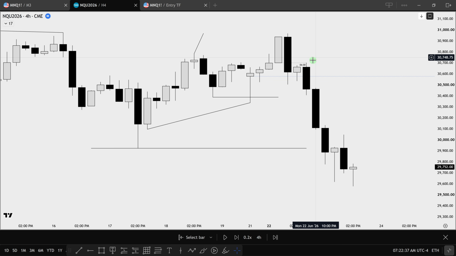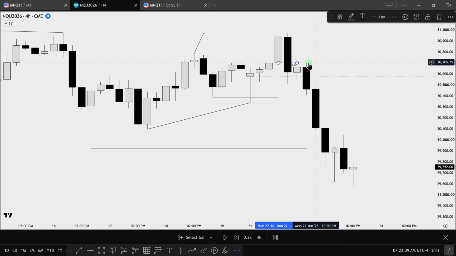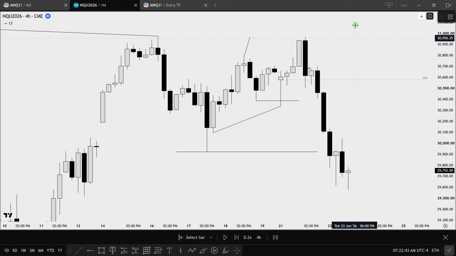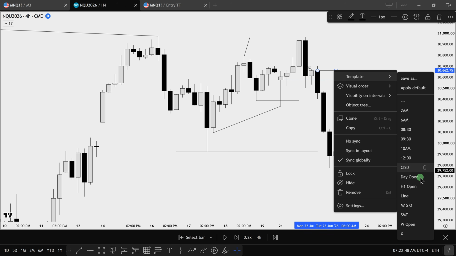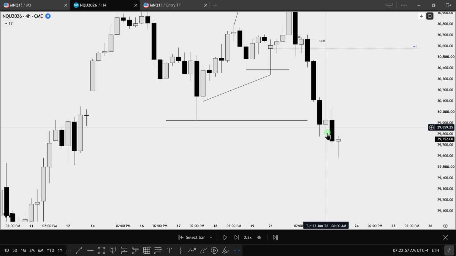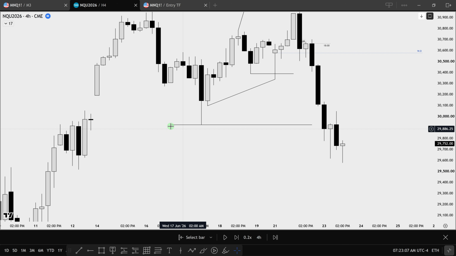Now, as you can see here, this is where the day opens. And the majority of the price action, what is it called, developed or expanded during the Asia session and London session. And the only thing we did during New York was to retrace back higher and then for 10 a.m. to continue back lower.